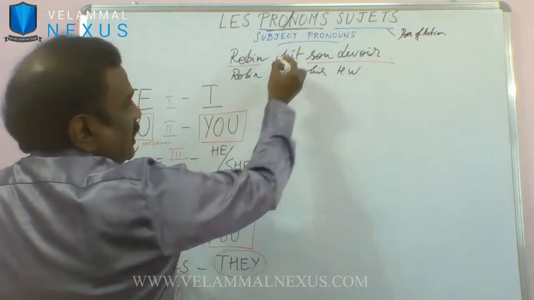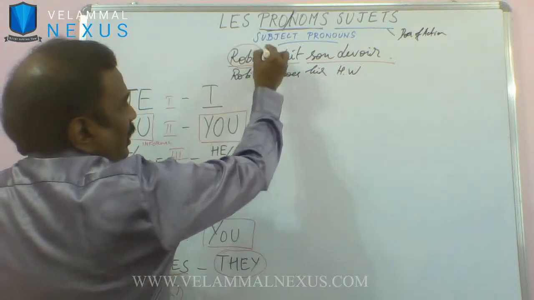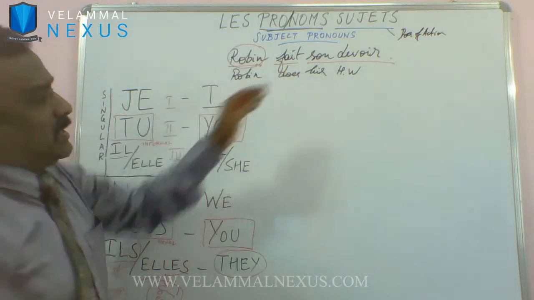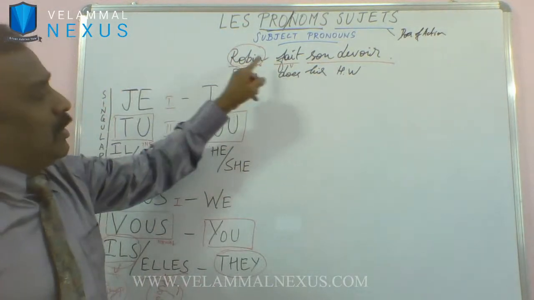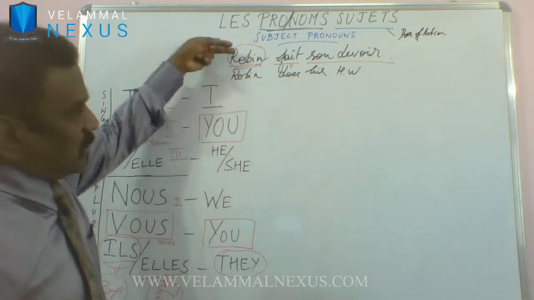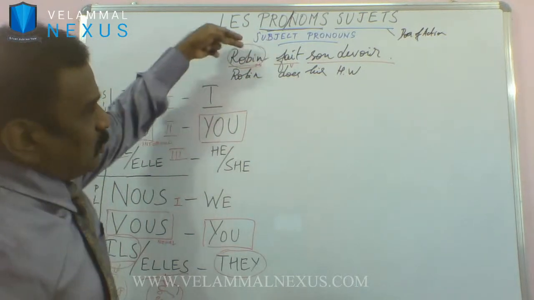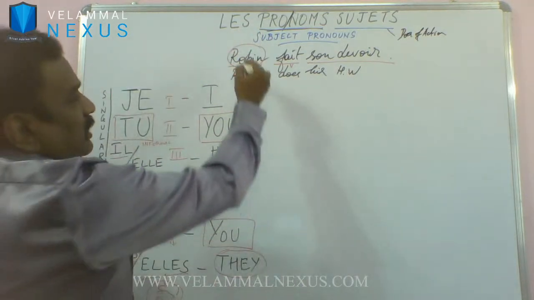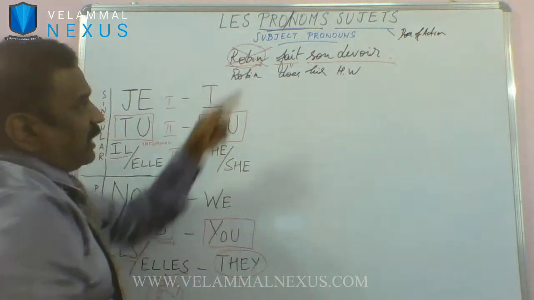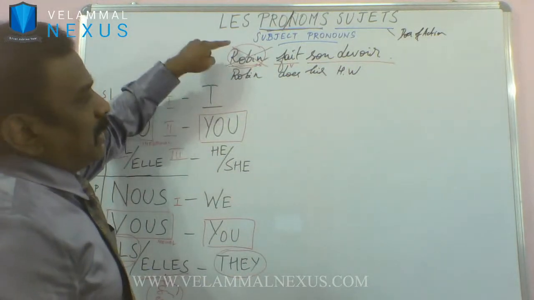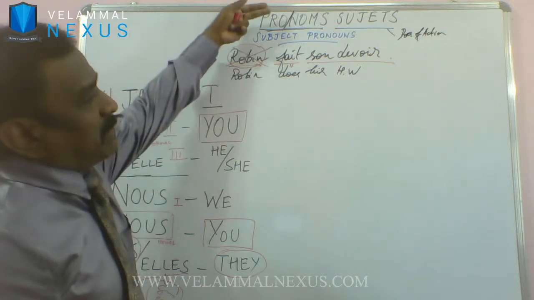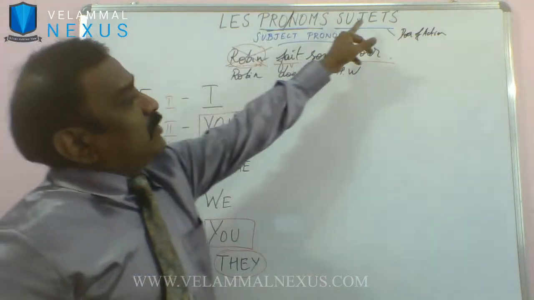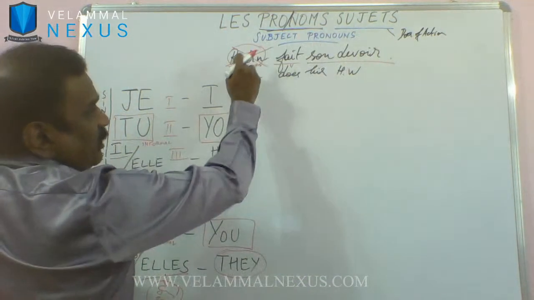Now you can see Robin is a proper noun. Okay, this is a verb. This acts as a subject because it's the doer of the action. Robin fait. Who is doing it? Robin is doing it. So this is the subject. Now I don't want this Robin. I'm going to replace Robin by some other word, which is going to be a pronoun, and which is going to be a subject in nature. It's going to play the role of the subject.